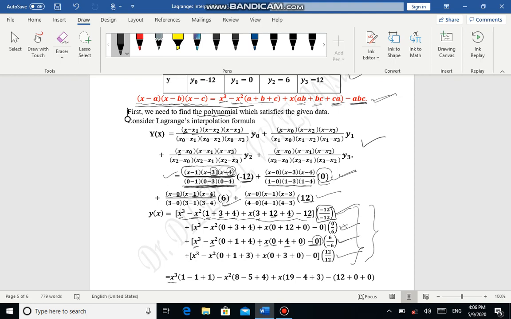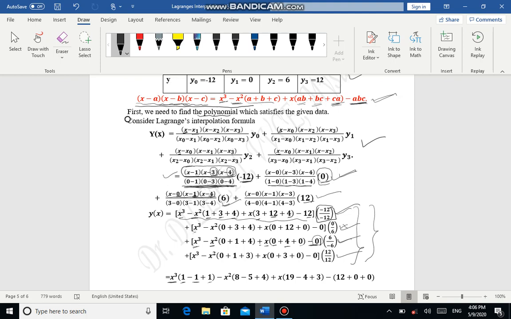First collect the coefficient of x cube. So x cube into 12 by 12 gives 1, so 1. Next, x cube into 0, 0 by 6 is 0, so I won't consider that here. Next, x cube into 6 by minus 6 gives minus 1, so I consider that here. x cube into 12 by 12 is 1, so I consider that here.